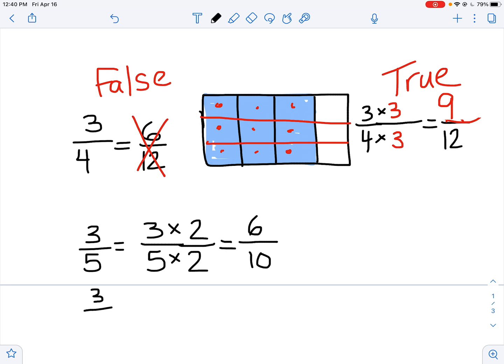I can do the same thing and choose a different number to multiply by. So I could take my original fraction and say, I think I'd like to triple each part. Okay, so triple it. Multiply each part by 3. Looking across the numerator, 3 times 3 is 9. 5 times 3, and the denominator is 15. So 3/5 is equal to 6/10, and it's also equal to 9/15.